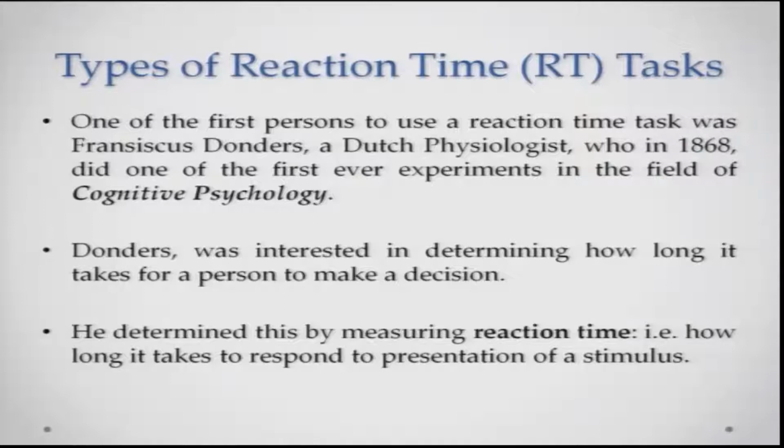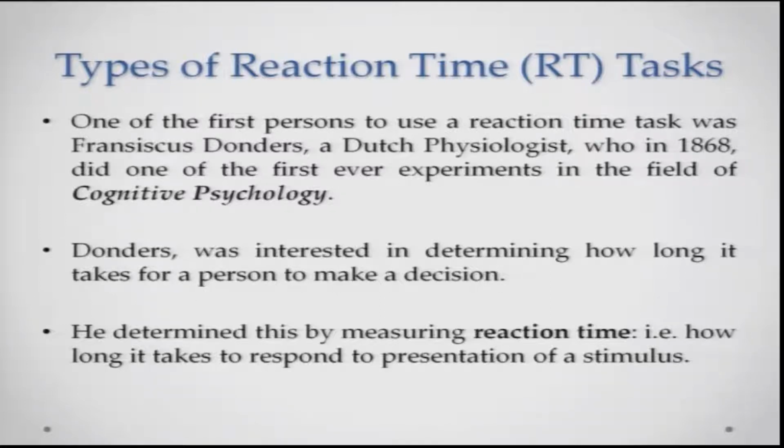Now, let us talk about different types of reaction time tasks. One of the first persons who ever used a reaction time task was Franciscus Donders. Donders was a Dutch physiologist who in 1868 was interested in determining how long it took for a person to take a decision. He basically conducted one of the first experiments that can be considered to be an experiment in cognitive psychology. So, how did he do this?